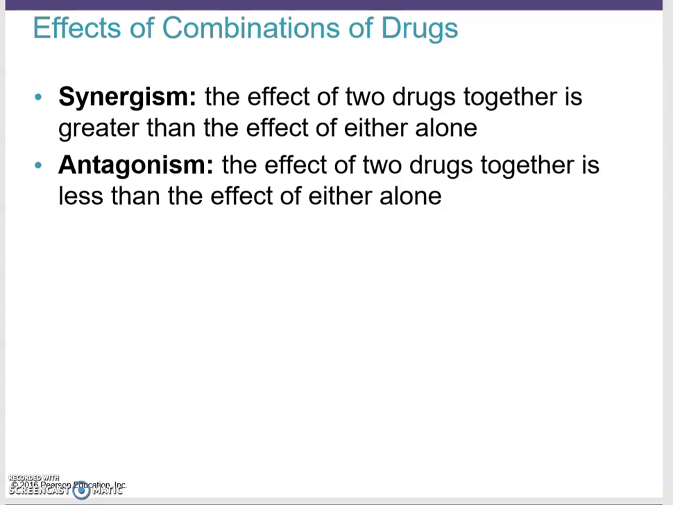When it comes to drug interaction with one another, there are two terms that you need to know. Synergism means that the two drugs together have a greater effect than you would expect from either one of them alone. Antagonism means that the drugs are inhibiting one another, so that the two drugs together have less of an effect than either one of them alone.